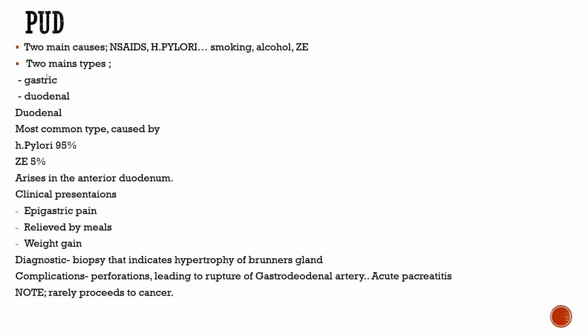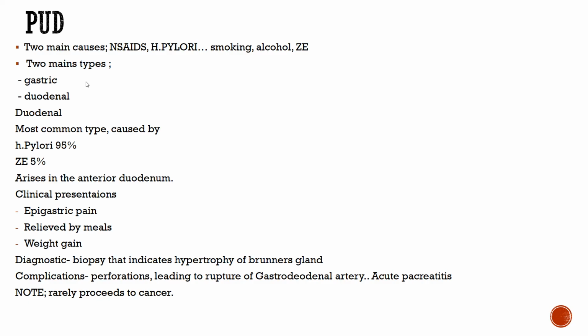Okay, but then there are two main types. There's the gastric and there's the duodenal. Let's start with the duodenal. The duodenal is the most common type. It's being caused by H. pylori. 95% of the duodenal PUD is caused by H. pylori. The other 5% is caused by Zollinger-Ellison syndrome.